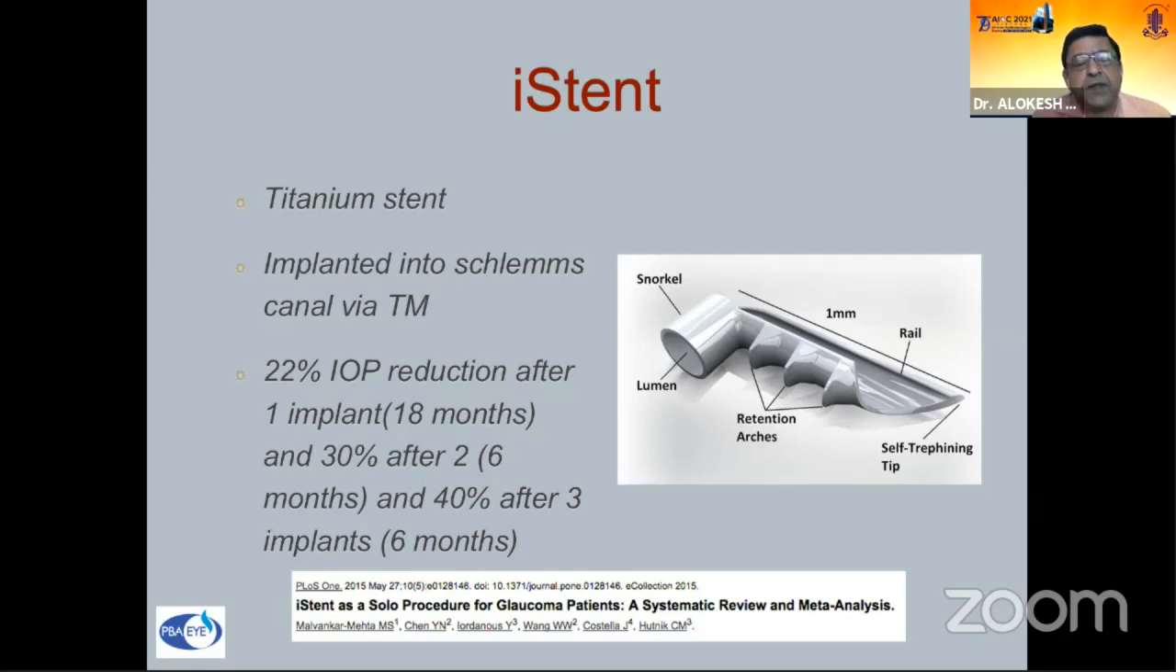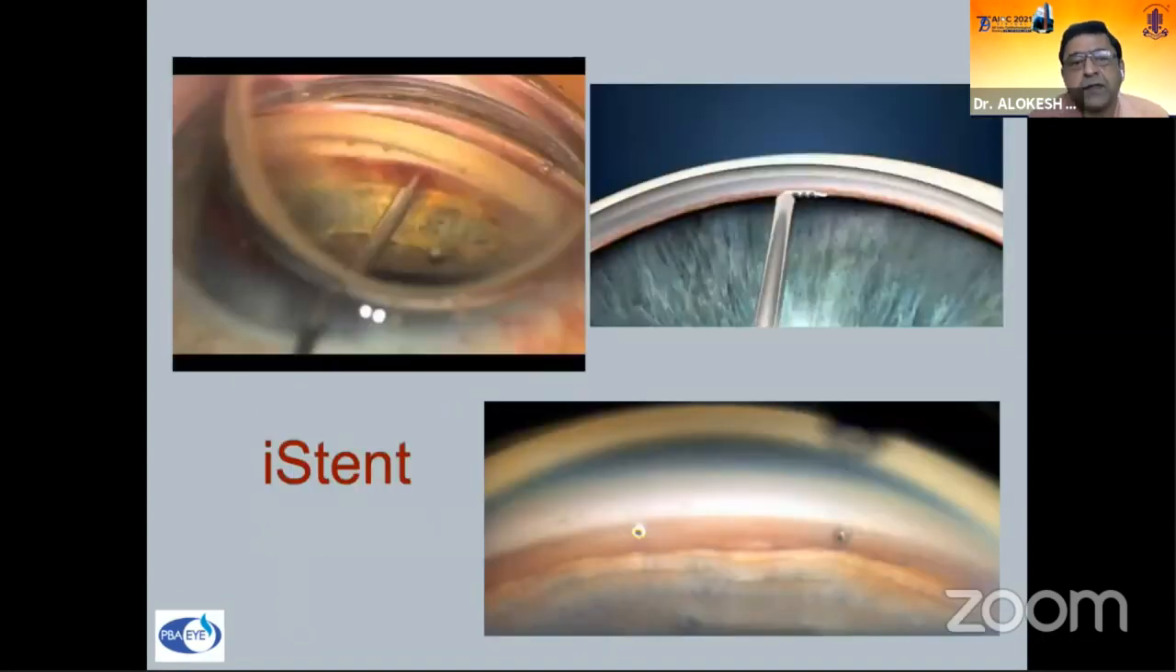Multiple implantations have been done in some studies where a 30% reduction has been shown after 2 implants extending up to 6 months of time, and a 40% reduction in the intraocular pressure after 3 implants in 6 months' time. These are the pictures of the iStent. Here you can see a schematic diagram of the iStent, and these are 2 iStents which are usually implanted about 3 clock hours apart from each other.